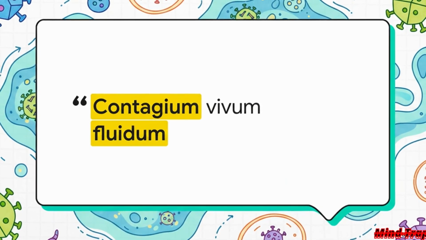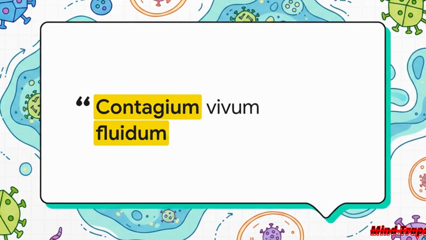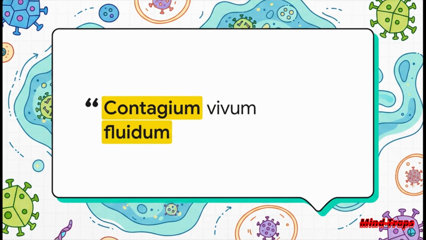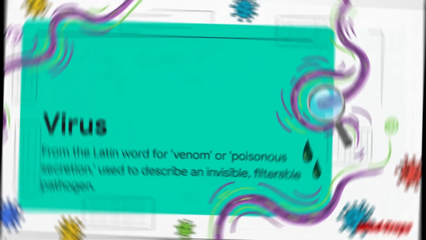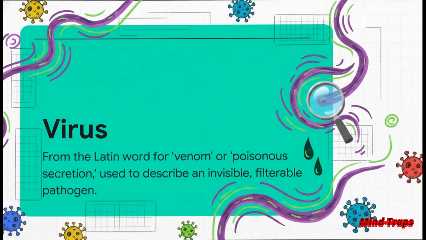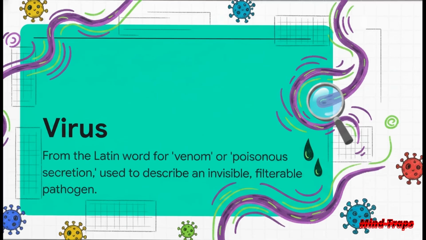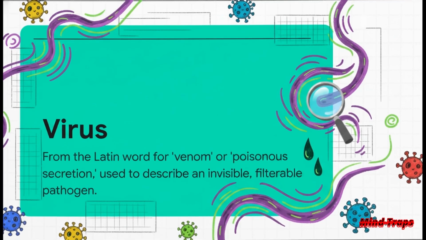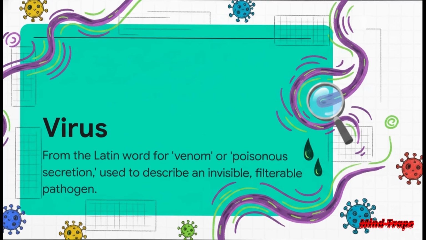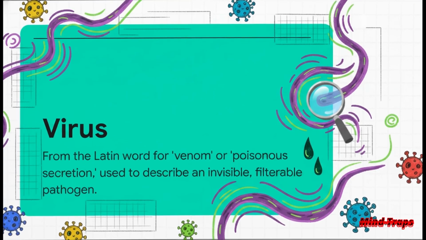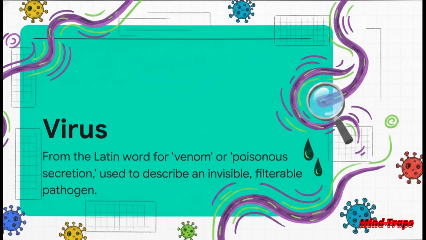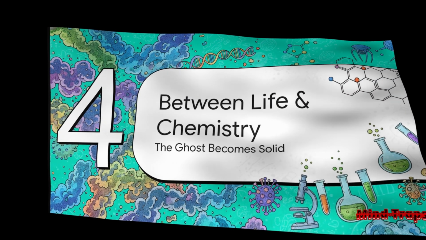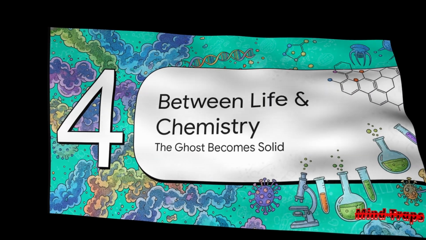He was proposing a new form of life, one that had no cells, one you couldn't grow in a dish, but that could somehow reproduce itself once it got inside a host. And to give this strange new entity a name, Beijerinck reached way back to an ancient Latin word, a word that meant venom or poisonous secretion. He called his invisible, filterable, self-replicating agent a virus. And just like that, the field of virology was born. But wait, the mystery was far from over.